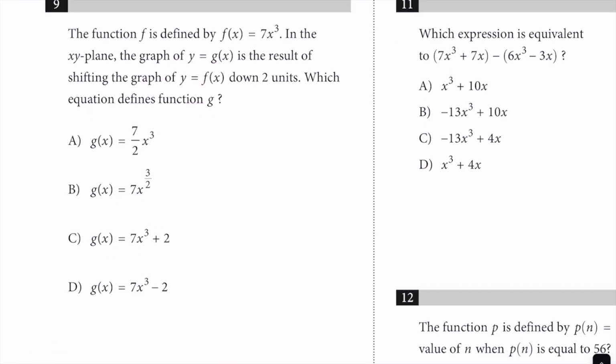All right, question 9. The function f is defined by f of x equals 7x cubed. In the xy plane, the graph of y equals g of x is the result of shifting the graph of f of x down 2 units. Which equation defines function g? So when we shift down 2 units, that's just subtracting 2. We can think of subtracting 2 from the y-intercept. So in our first equation, the y-intercept is 0. So 7x cubed plus 0. Instead of 0, we're just going to make that negative 2, so 7x cubed minus 2. And we can see that's answer choice D.